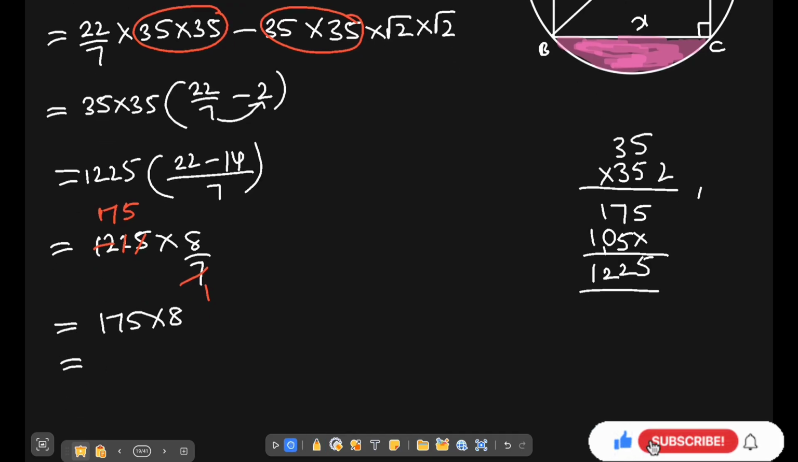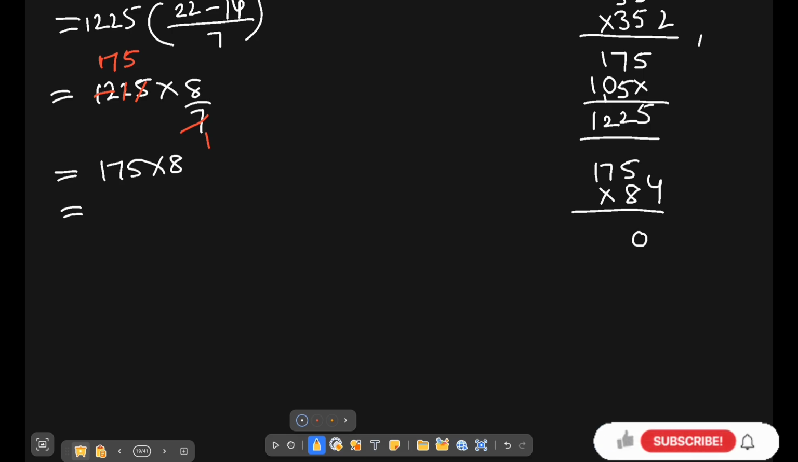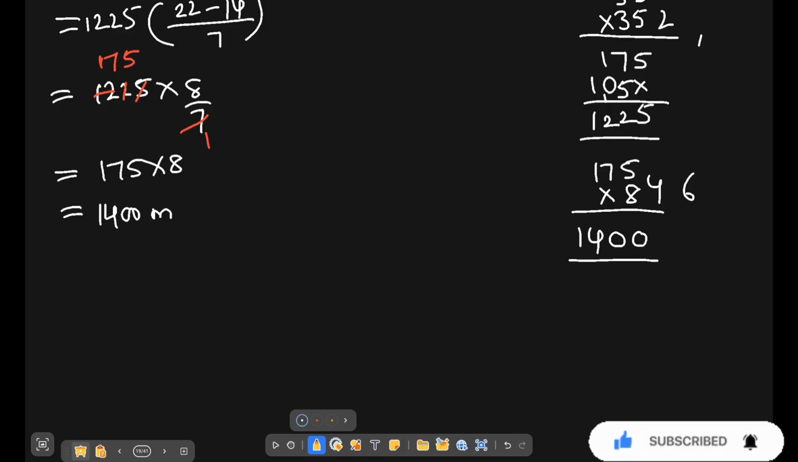So how much will we get for 175 into 8? 175 into 8. 40, 60, so 14. So it is equal to 1400 meters square. So this is the area of remaining land.